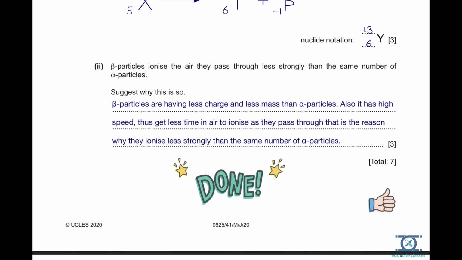And alpha particles have the highest ionizing power, then beta, and then at last we have gamma. The least ionizing power is of gamma and the highest is for alpha. Okay, that is all for the 0625/41 May June 20 paper. Here we have done the complete solution for this series.